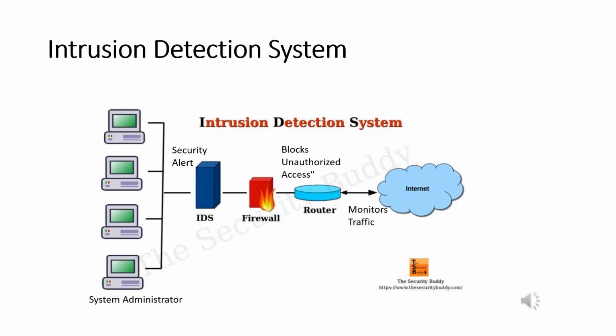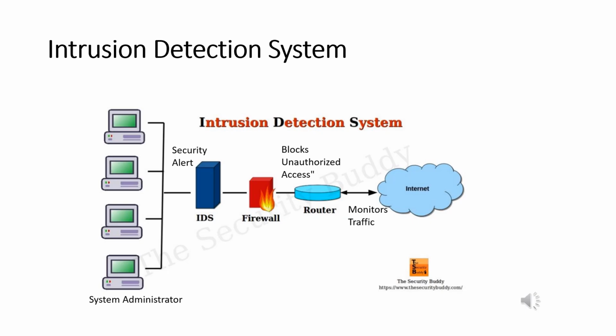So this picture shows how an intrusion detection system works in a network. On the right hand side, you can see the internet where all the data comes from. That data is first passed through a router and a firewall. The firewall tries to block any unauthorized access. Then the data goes to the IDS, which acts like a security camera. The IDS watches everything happening in the network and checks if there is any suspicious activity.